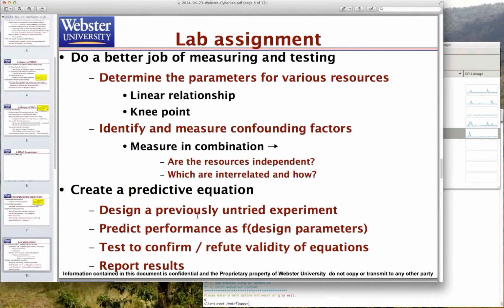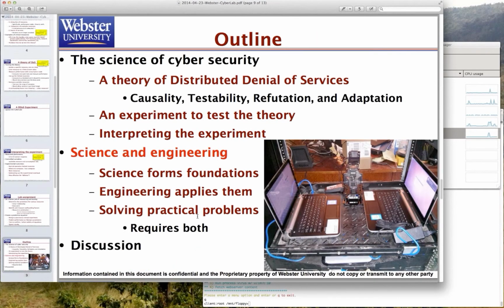And finally, we want you to create a predictive equation. That is, give us an equation that we can calculate based on the settings that we have for the resources, how much resource it's going to take by the attacker in order to deny services. And we want you to do that in an experiment that you've never tried before. So we want your prediction, and then we want you to run an experiment to test that prediction. And it will either confirm or refute the validity of your equations, and then we want you to report the results. So that's the science.